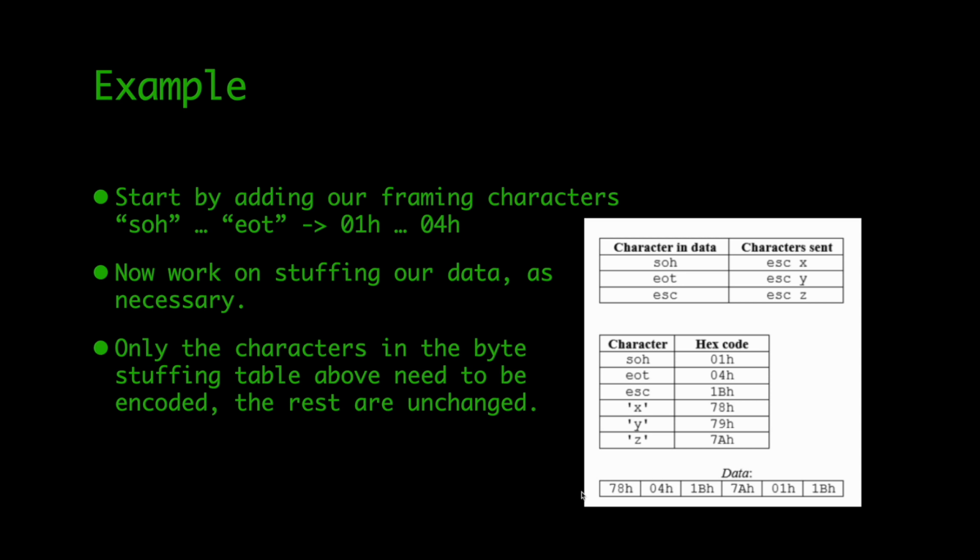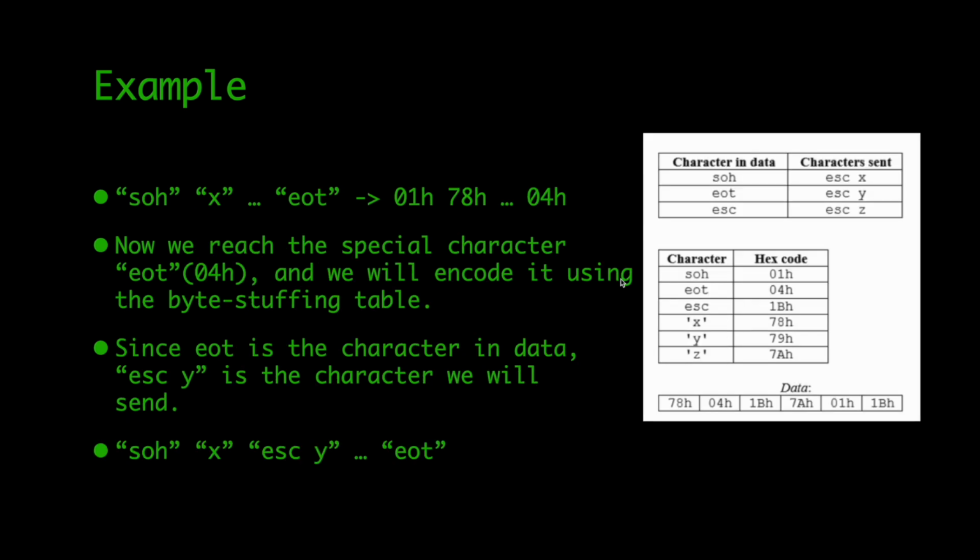Now, it's good to note that only the characters in the byte stuffing table need to be encoded. The rest are unchanged. If we think of it programmatically, we look through our data, and if the data is not in the byte stuffing table, then we can just write it out as is. So if we work through this pretty quickly, we see that so far we have the SOH, and then we look at our first character of data, which is 78H, the character X, and we still have our EOT. If we write that out in hex, we have 01H, 78H, and we'll continue on.